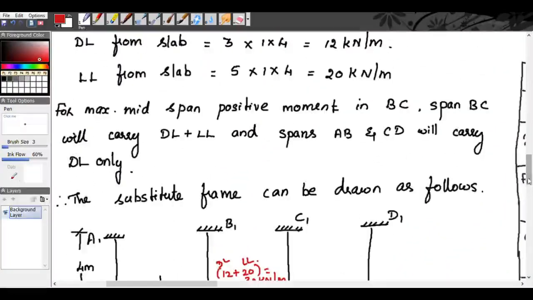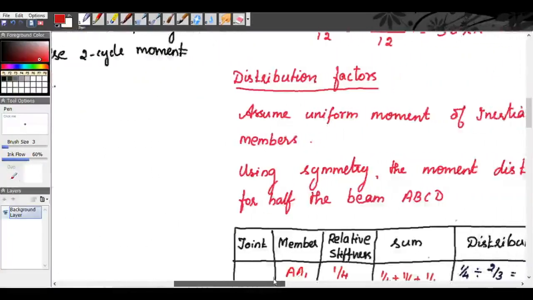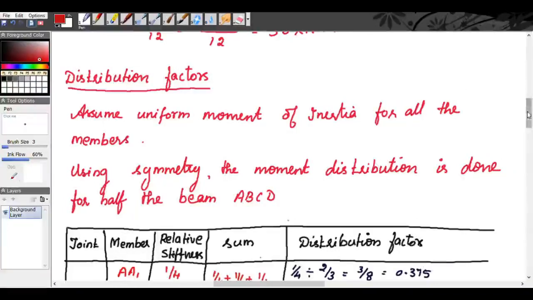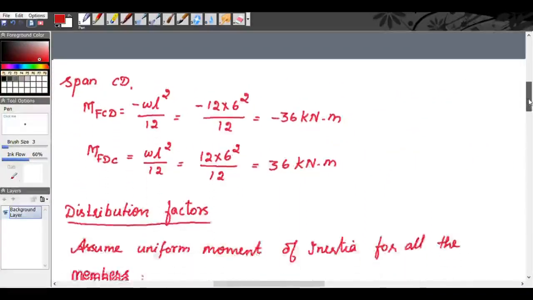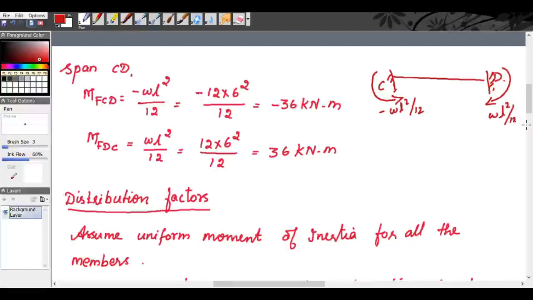Now we have one more span, that is CD. For span CD, we have only dead load. The left support has an anti-clockwise, negative moment, so minus WL square by 12, and at the right hand side we have the positive moment WL square by 12. So we get minus 36 kilonewton meter and plus 36 kilonewton meter.